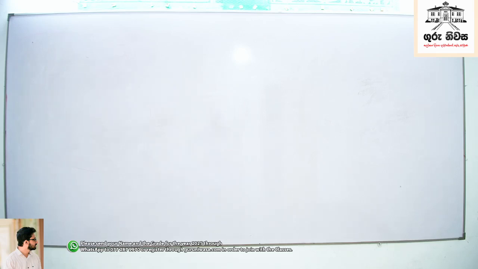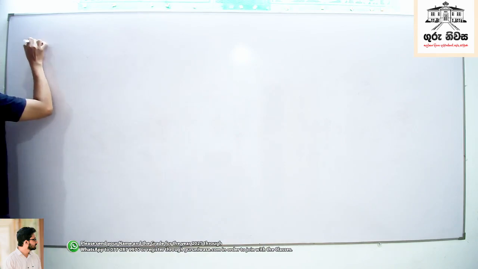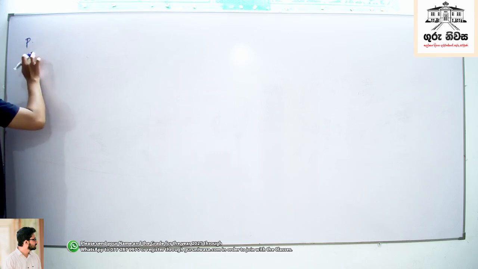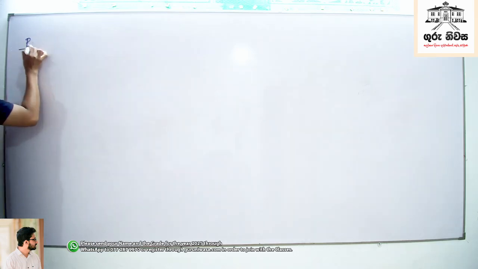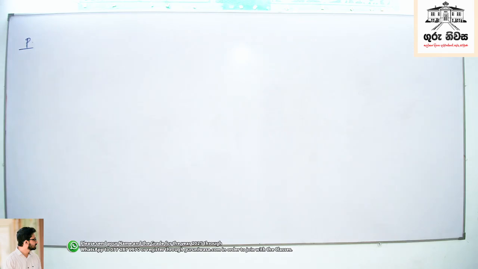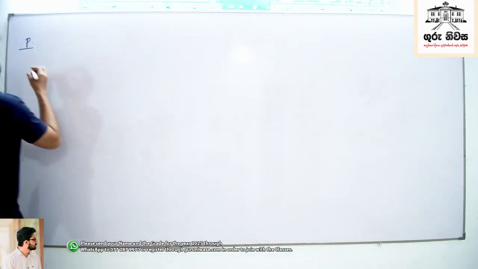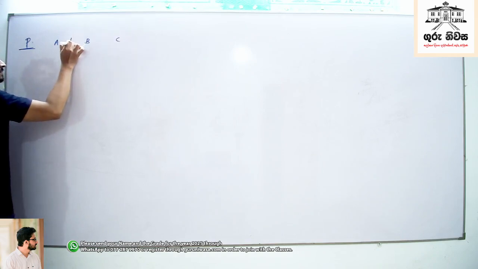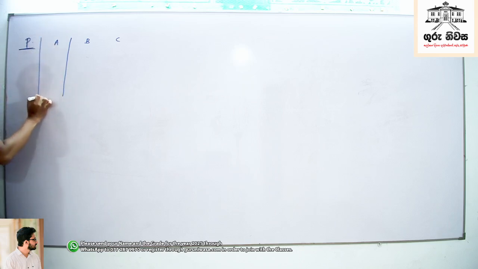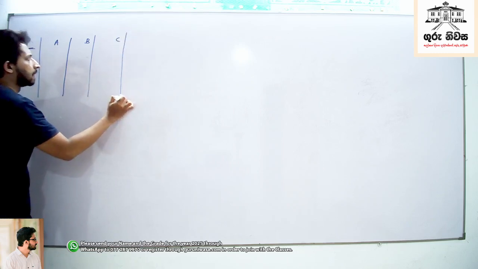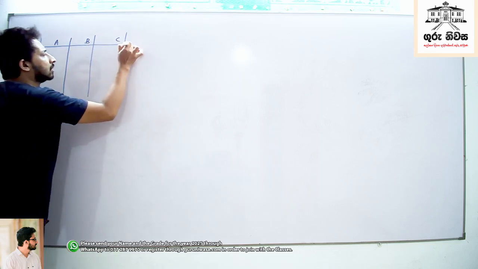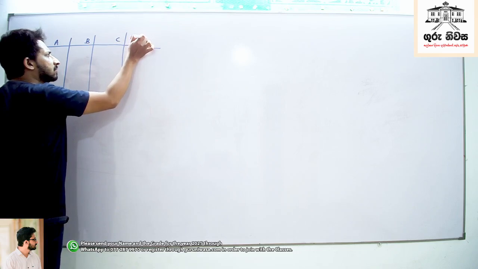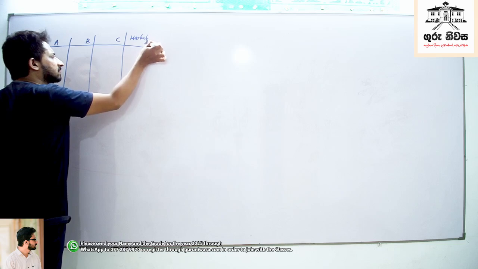Right, price. How many consumers? There are 3 consumers in the market: A, B, and C. Right, consumer A, B, and C. And the last one is the market demand.